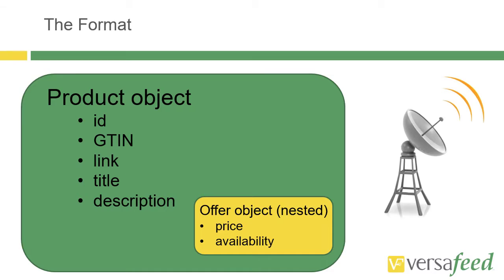So how do we put those two pieces of schema.org information together, both the product and the offer? What you can see here is that we're going to nest the offer object inside of the product. So for the product, we'll list information like the ID or the GTIN, maybe the link and the title, and inside of that entry, we'll have a nested offer object which will contain separately the price and the availability.